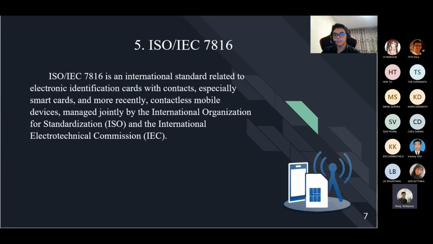Now this part is to explain the ISO or IEC 7816, which includes 15 parts. I will be explaining from part 9 to 15. So the ISO or IEC 7816 is an international standard related to electronic identification cards with contacts, especially smart cards, and more recently contactless mobile devices, managed jointly by the ISO and IEC.